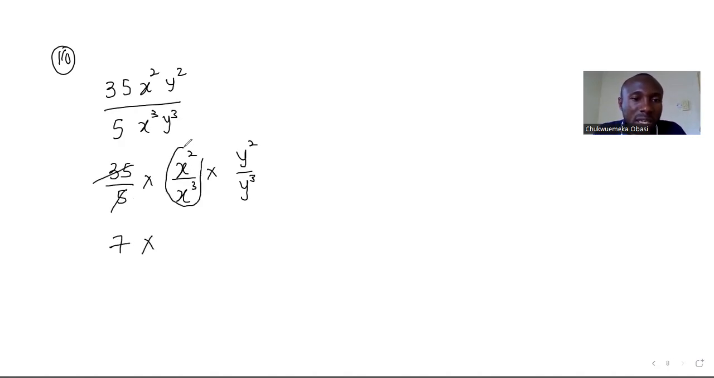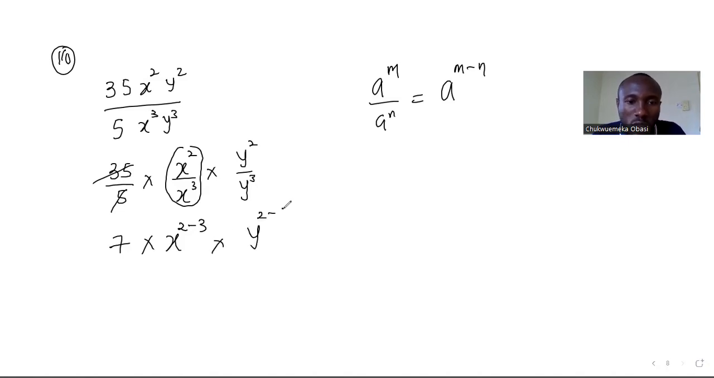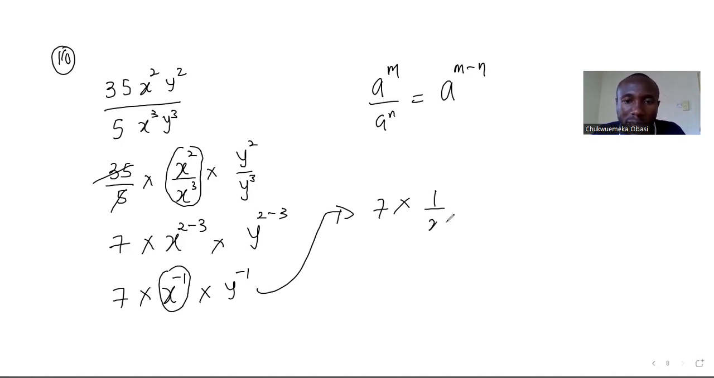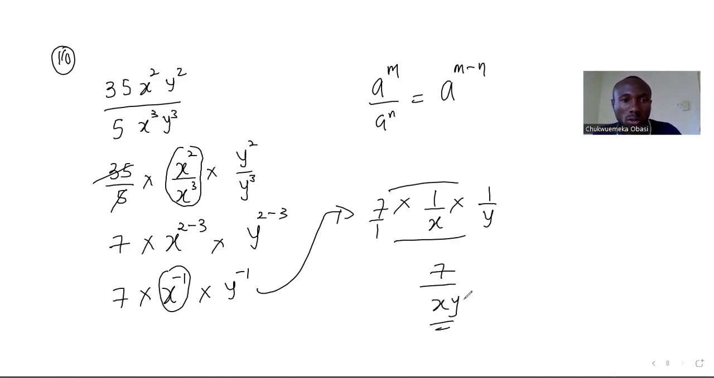Then apply the law of indices here. Take one of the base and subtract. When you have a to the m over a to the n, this will become a to the m minus n. So this is going to be 2 minus 3, and for this one, you have 2 minus 3, the same. So that will give me x to the negative 1 times y to the negative 1. So this whole thing becomes 7 times 1 over x times 1 over y. So finally, our answer is 7 over xy.